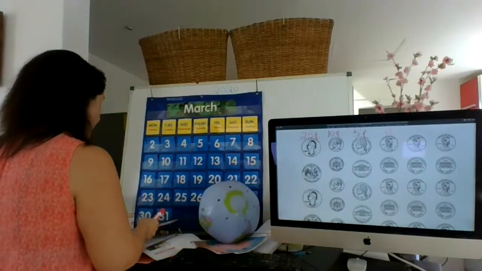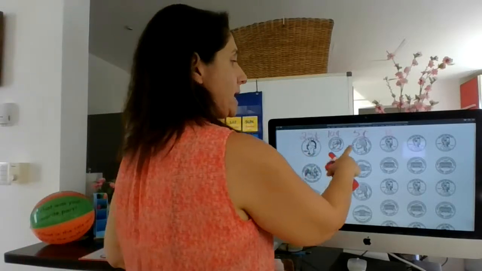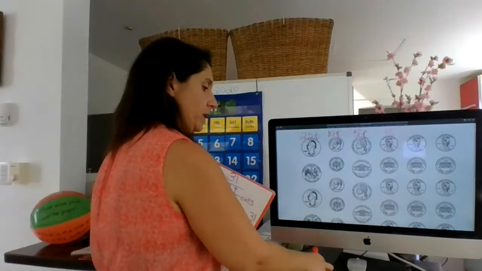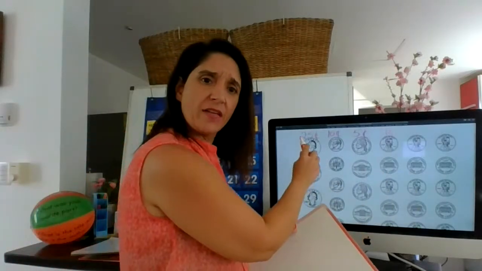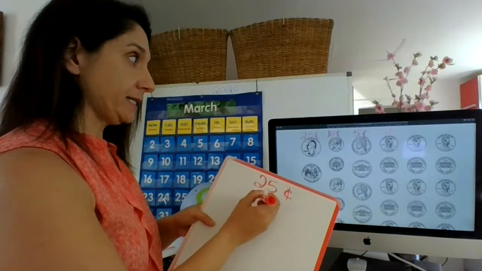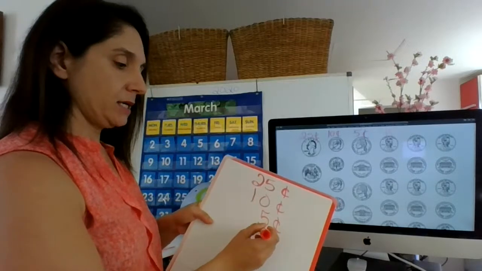Okay? So if I have, and I'm going to erase that. So if I have 1 quarter, 1 dime, 1 nickel and 1 penny, how much money do I have? Anybody can tell me? Well, it's kind of hard to add them across, so let's put them up and down, right? So I have a quarter is 25 cents, and a dime is 10 cents, and a nickel is 5 cents, and a penny is 1 cent.